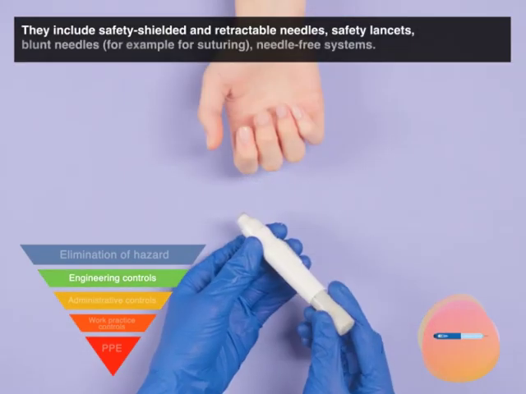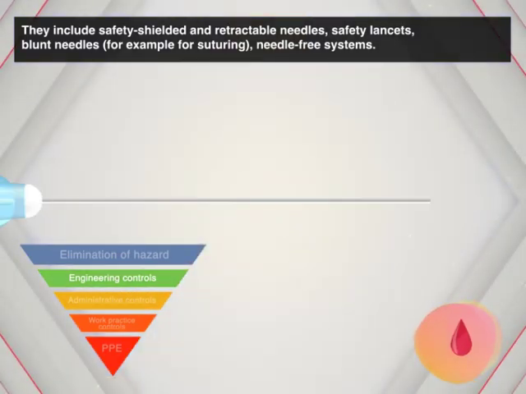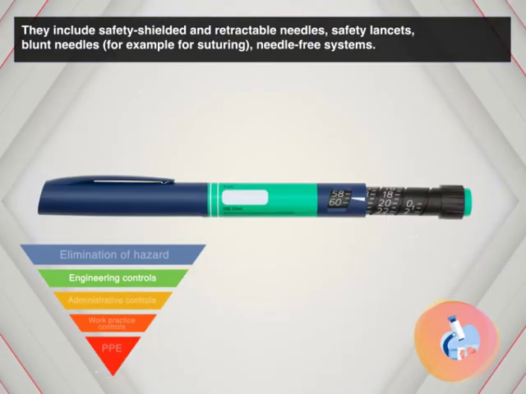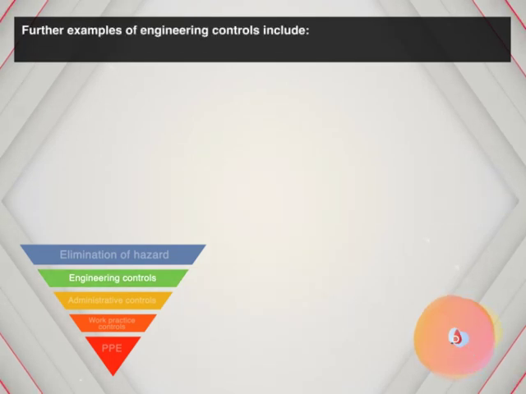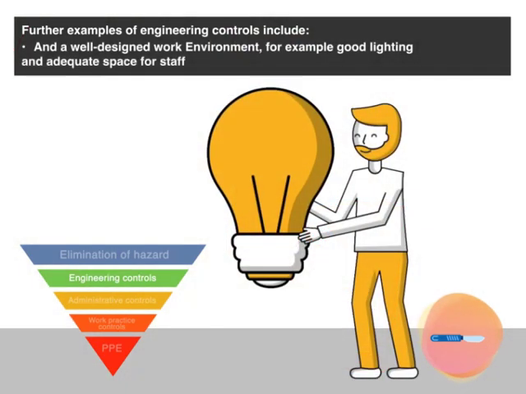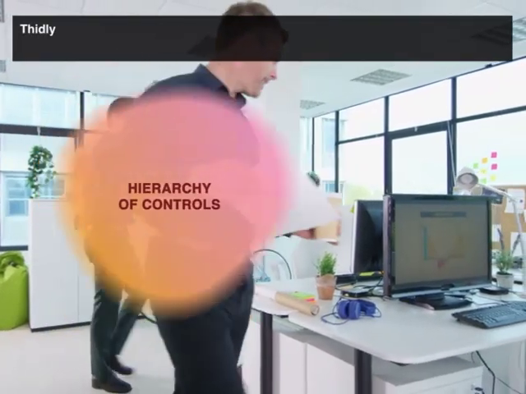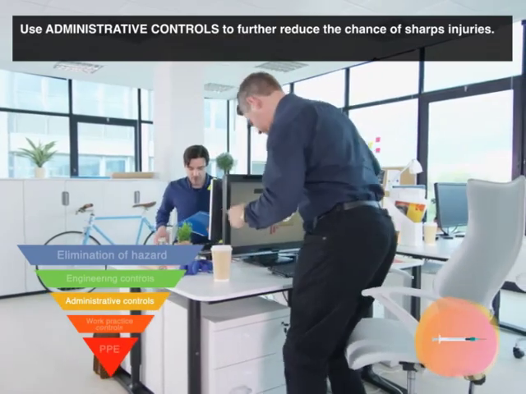They include safety-shielded and retractable needles, safety lancets, blunt needles, for example, for suturing, and needle-free systems. Further examples of engineering controls include adequate numbers of easily accessible sharps disposal containers, and a well-designed work environment, for example, good lighting and adequate space for staff. Thirdly, use administrative controls to further reduce the chance of sharps injuries.